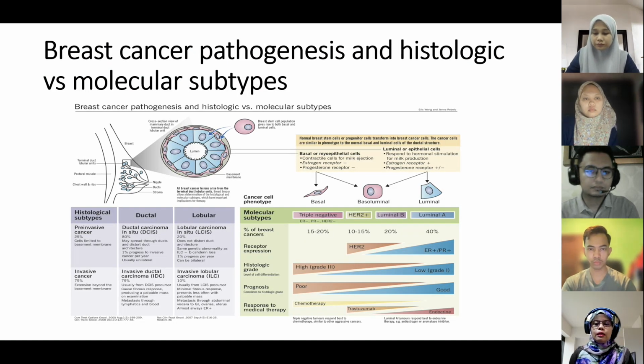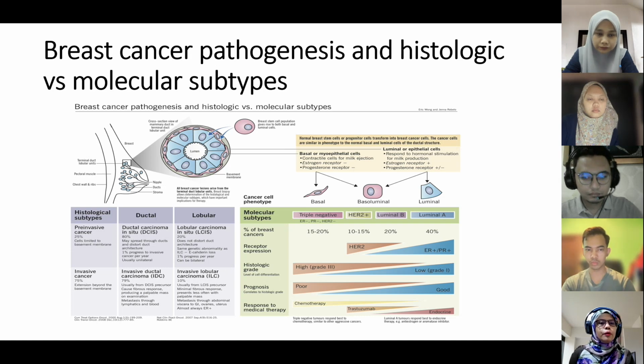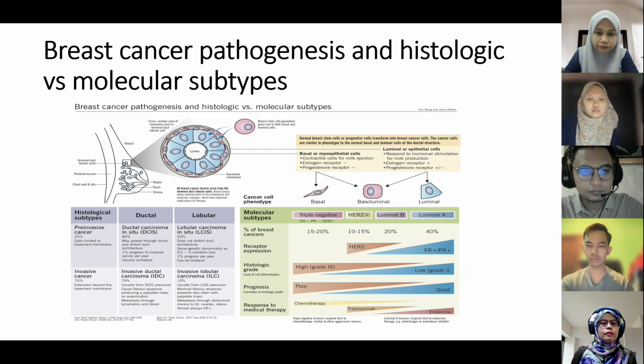This is the graph of breast cancer pathogenesis and histologic versus molecular subtype. Hold on. This picture shows the progress from the beginning of the breast cancer in the cell, in the gene of the breast cell itself.